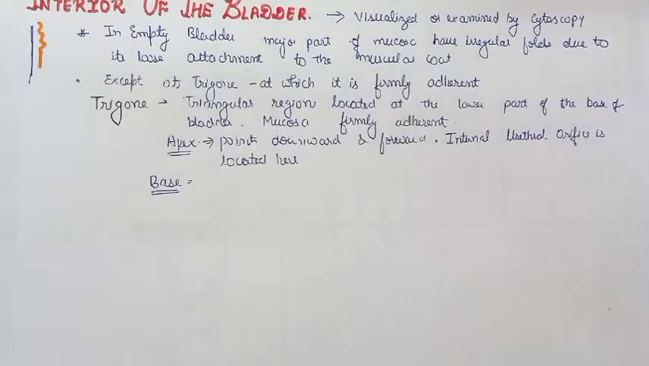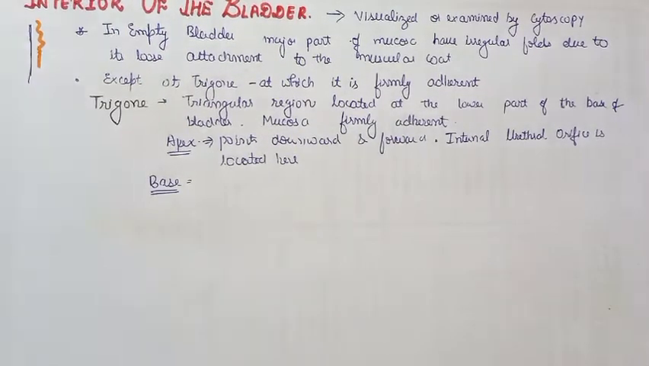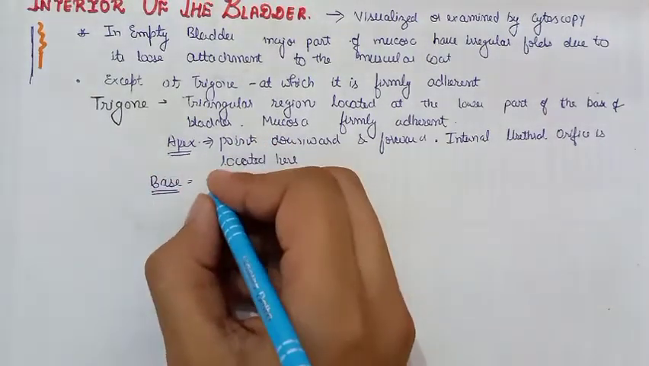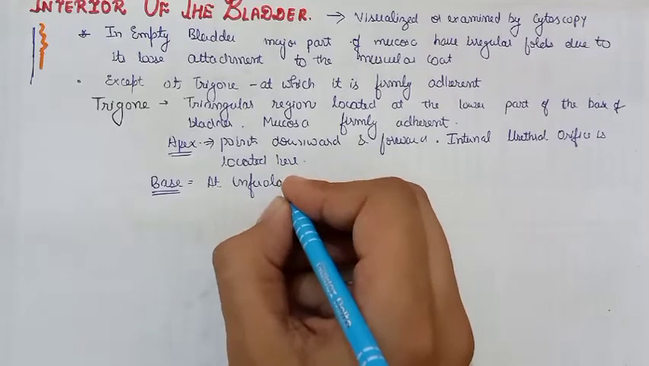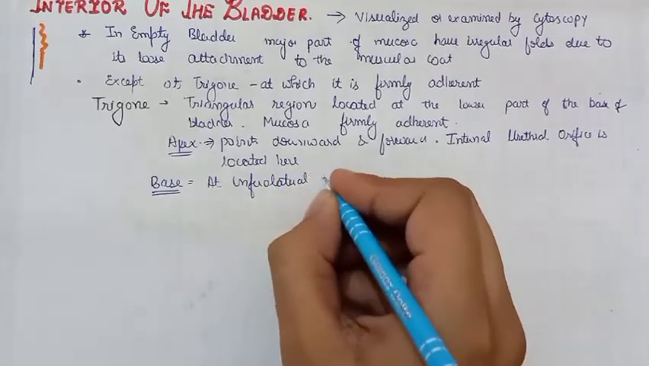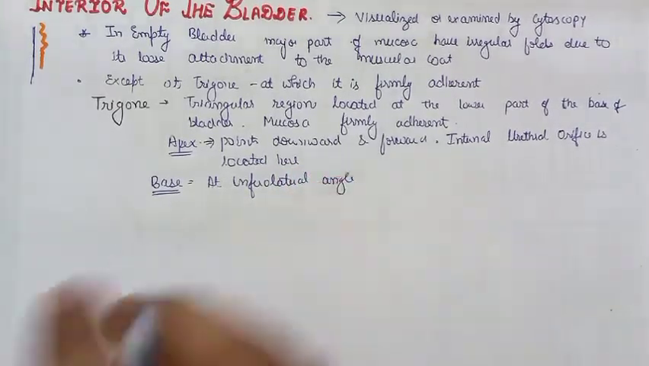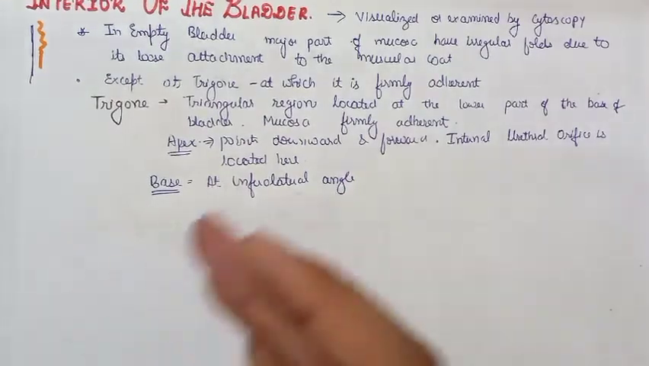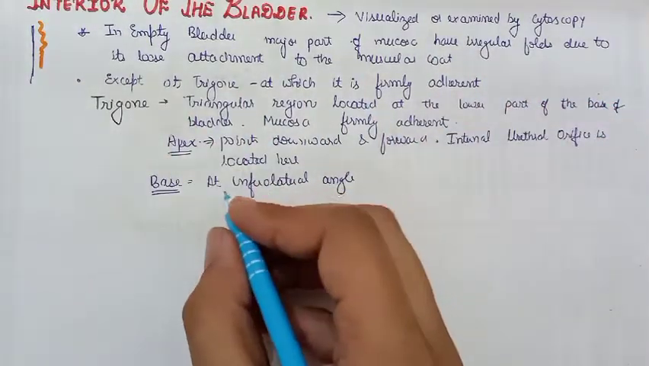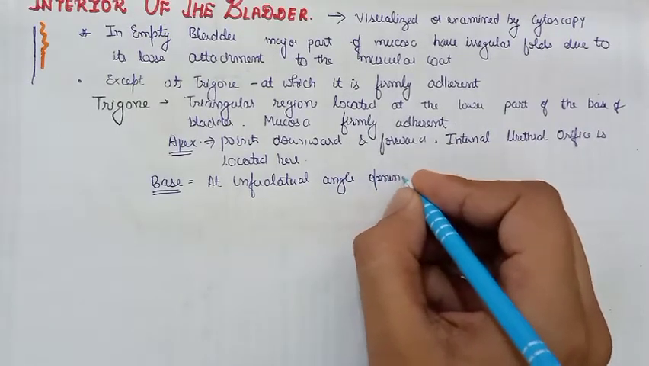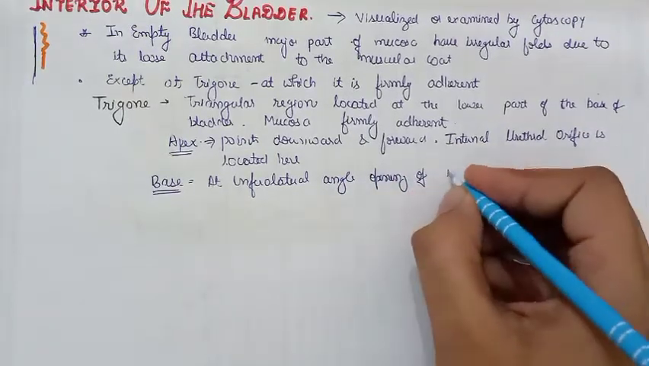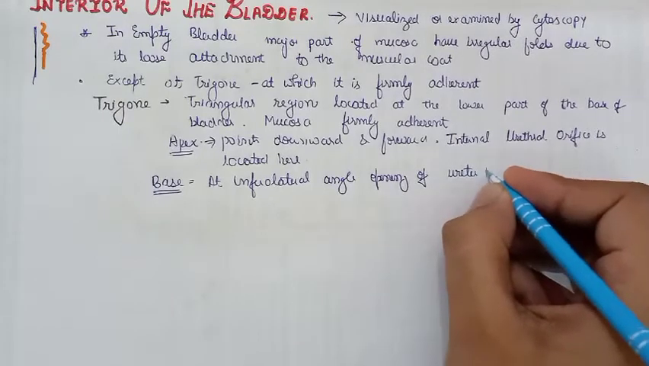So I hope I am making myself clear in regards to the interior of the bladder. So in the base at the inferolateral angle, the openings of the two ureters, one on each side, are located. So at the inferolateral angle, the opening of the ureter is located.